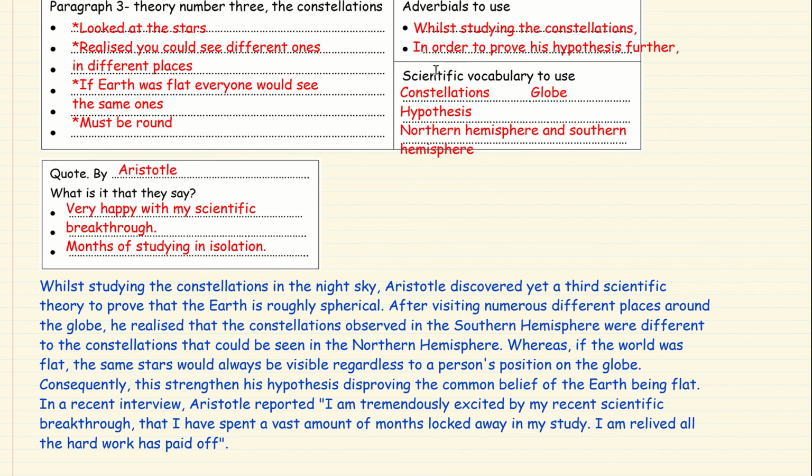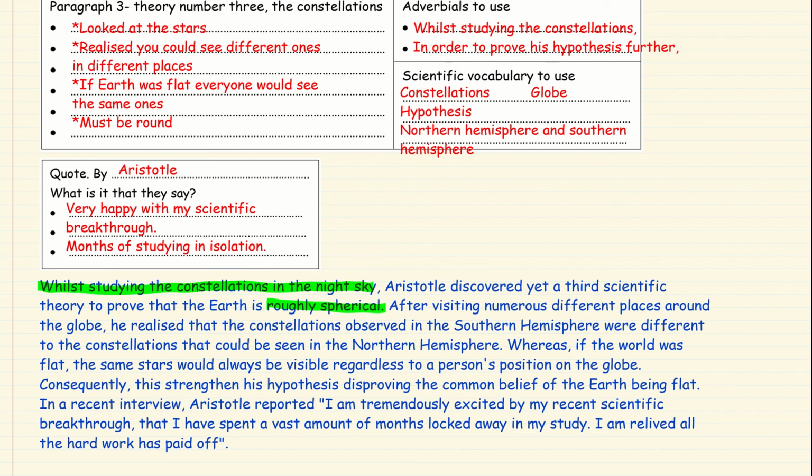Okay, so I've started: while studying the constellations in the night sky. Now I had a very similar adverbial to this up in my plan, which I've used, and I just added to it a bit more. So I've got my adverbial telling me when it happened, and I just added a bit more from my plan to make it a bit better. Aristotle discovered yet a third scientific theory to prove that the Earth is roughly spherical. Now I used roughly spherical just to make it a bit more formal.